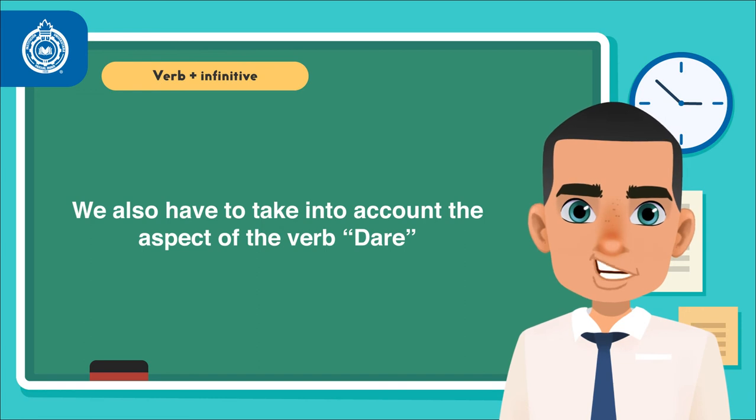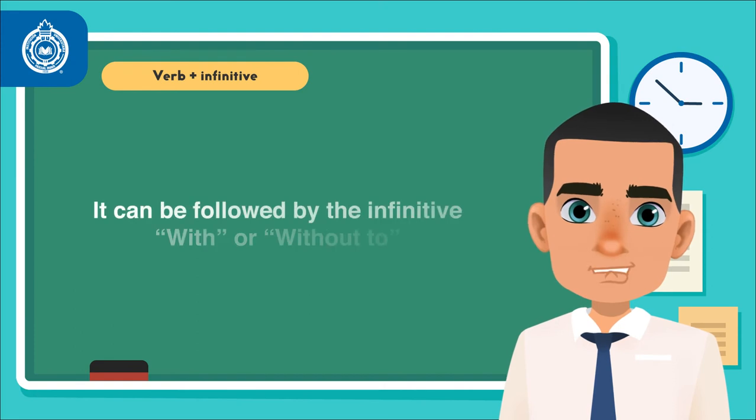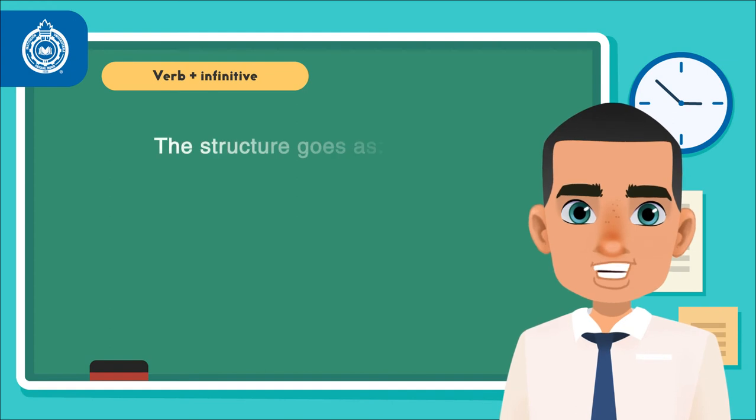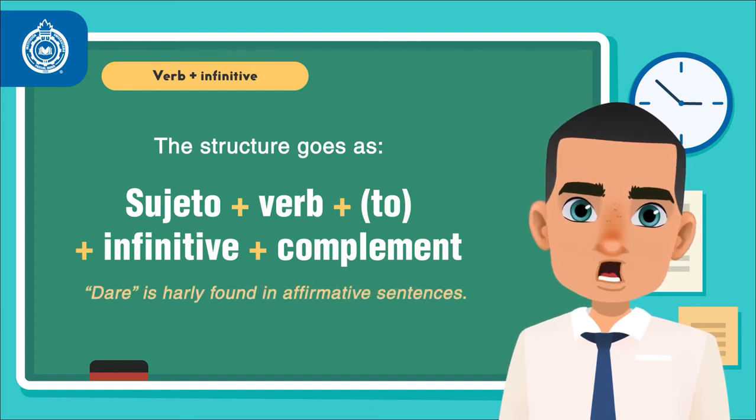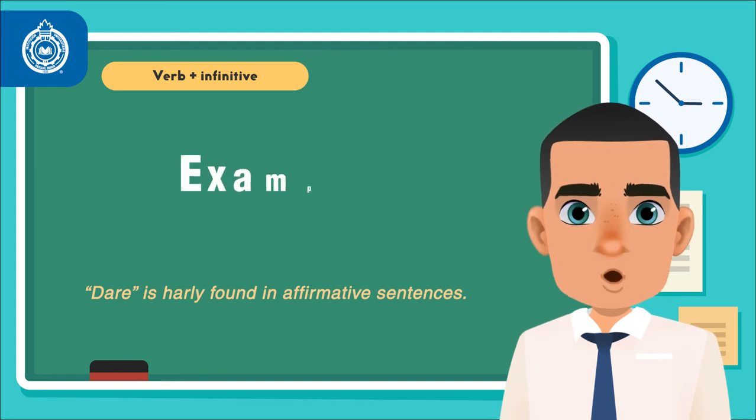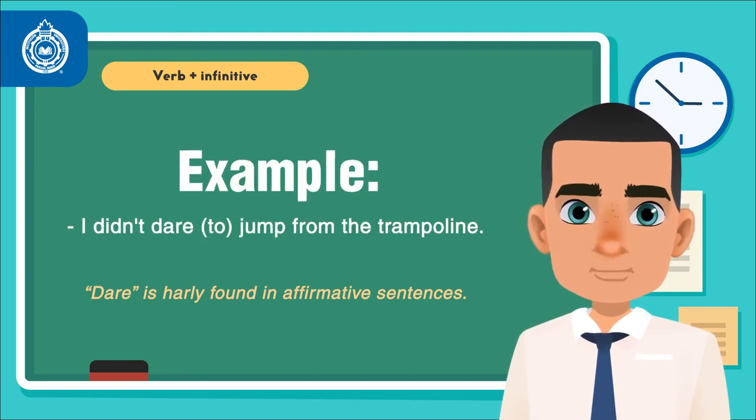We also have to take into account the aspect of the verb dare. It can be followed by the infinitive with or without to. In this case, the structure will go as subject plus verb plus to, understanding that it can or it cannot be included depending on the example, plus infinitive, plus the complement if it applies. For example, dare is hardly found in affirmative sentences. For example, I didn't dare to jump from the trampoline.